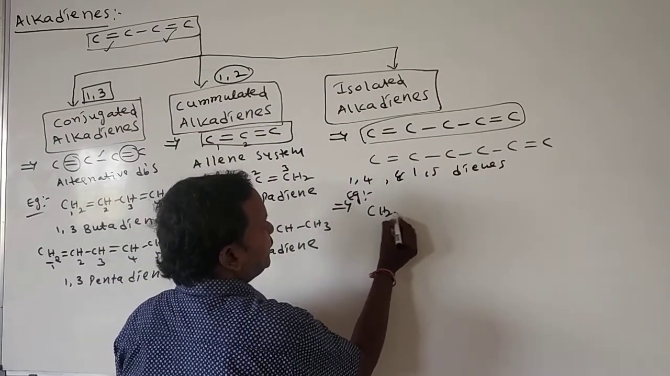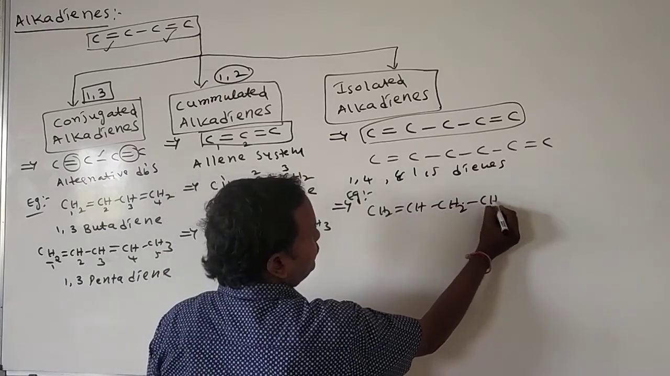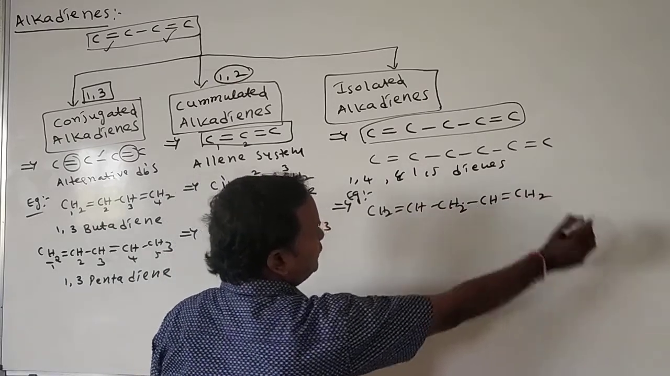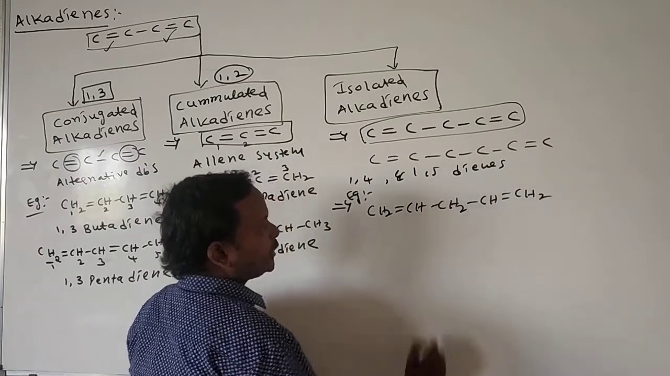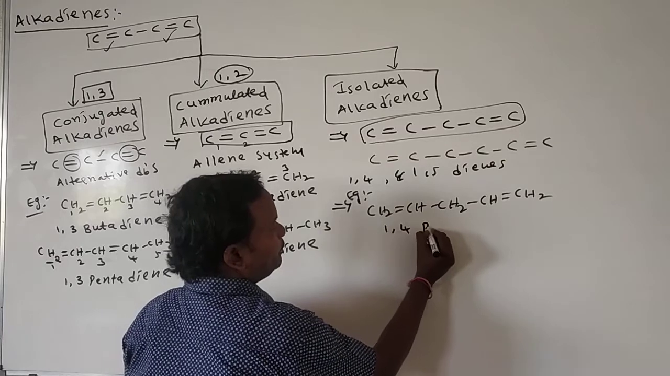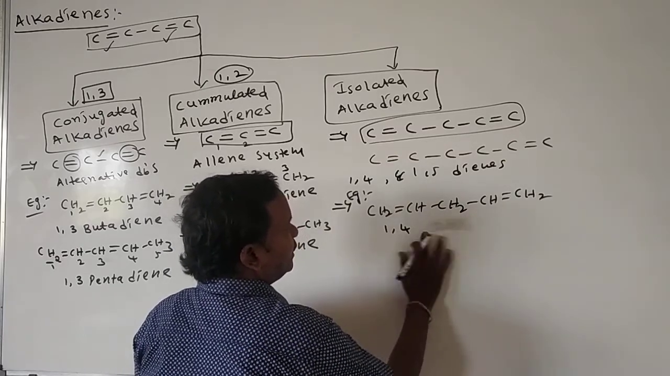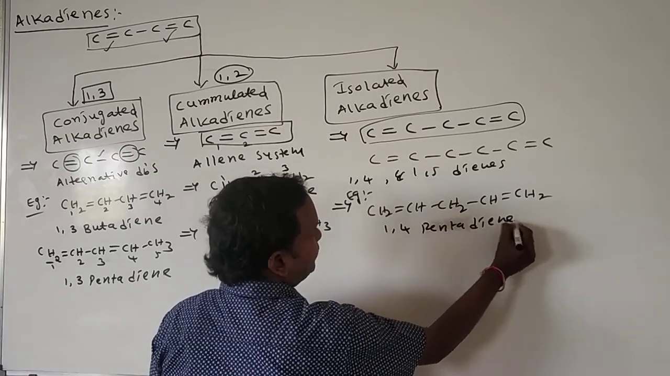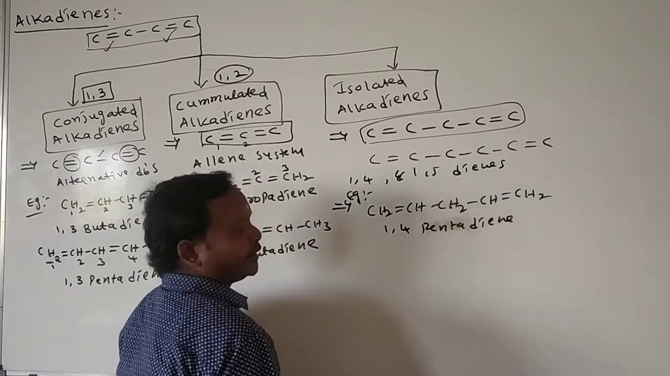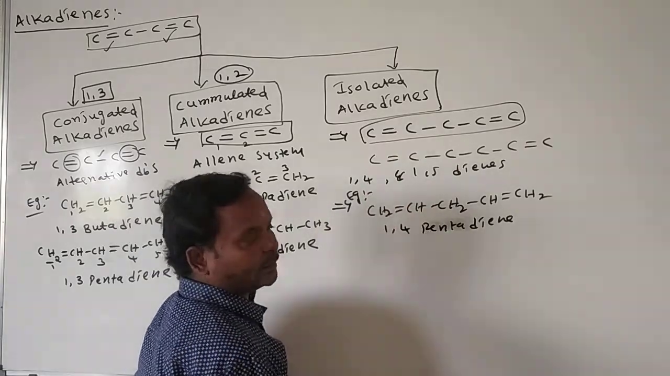Okay, I am writing one example. CH2=CH-CH2-CH=CH2. This we call 1,4-pentadiene. 1,4-pentadiene is one of the best examples for the isolated alkadienes.